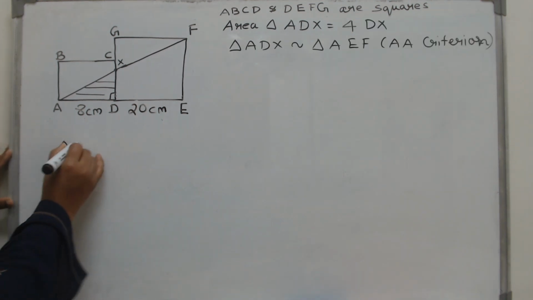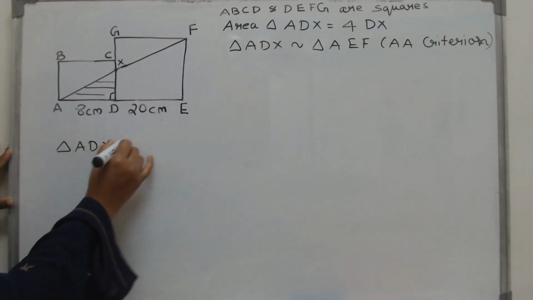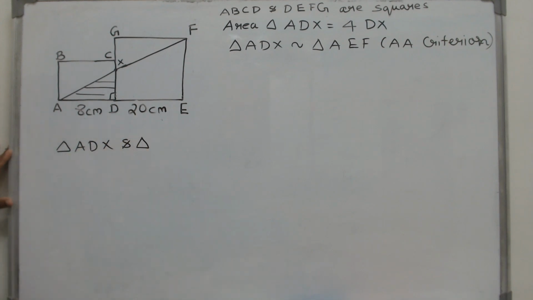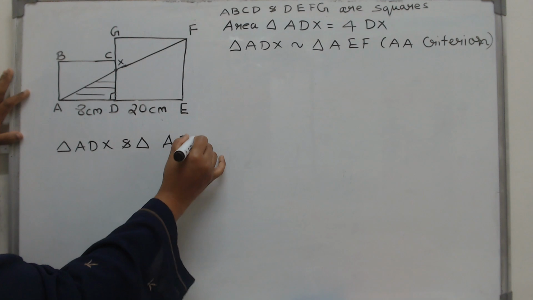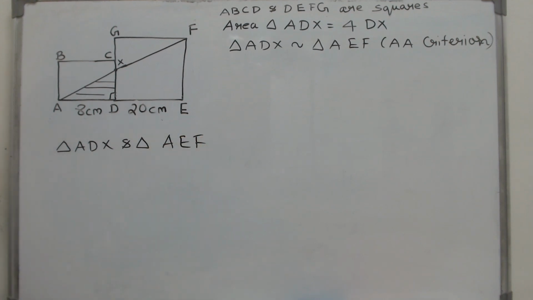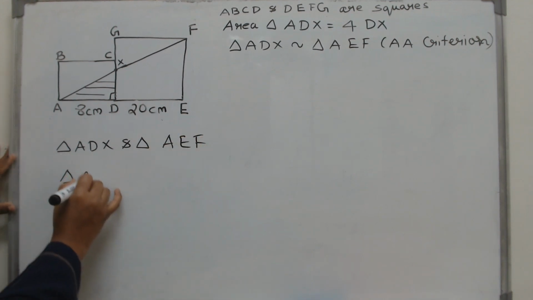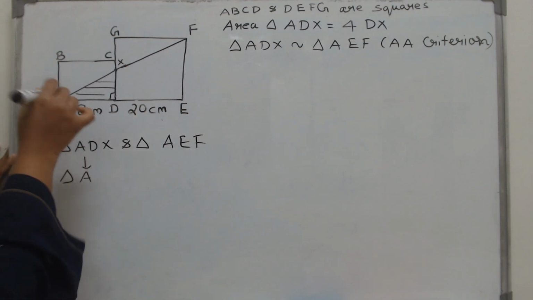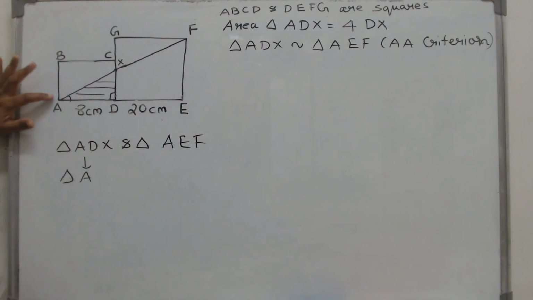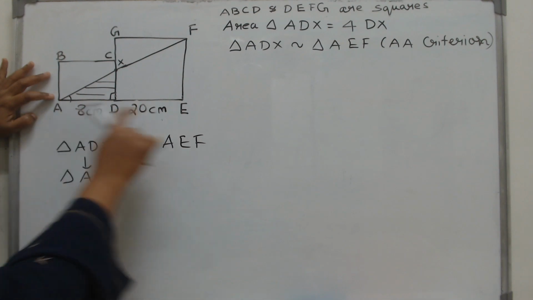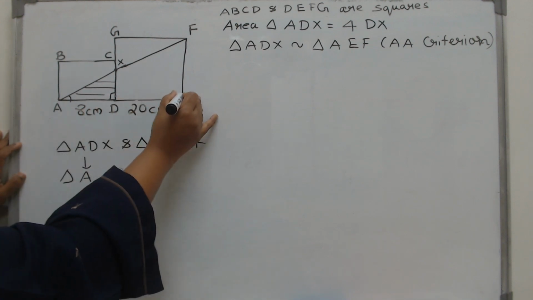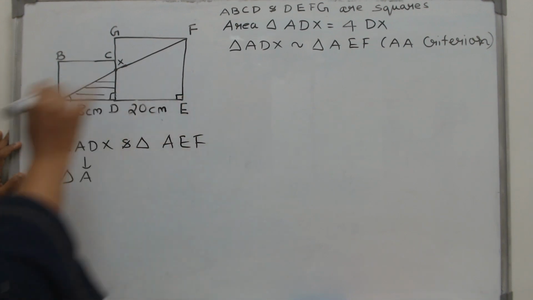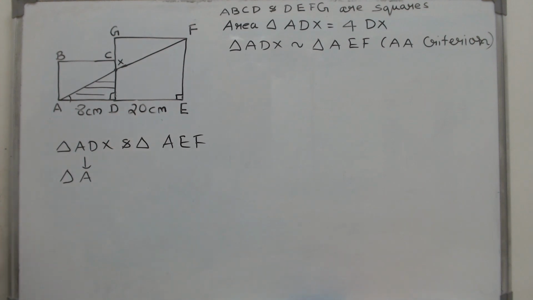Now look at the triangle ADX and a slightly bigger triangle AEF. What do you notice? They are similar. Why is that? Both of them have the common angle A. This angle A is common to both ADX and AEF. And then what? Here at D you have a right angle, and for the larger triangle at E you have a right angle. Why is that?